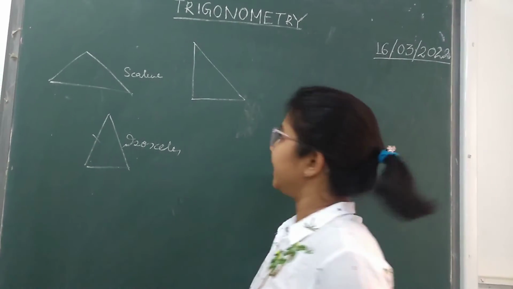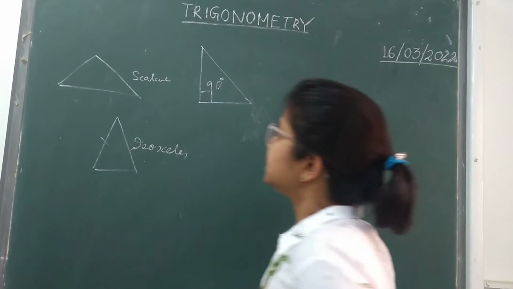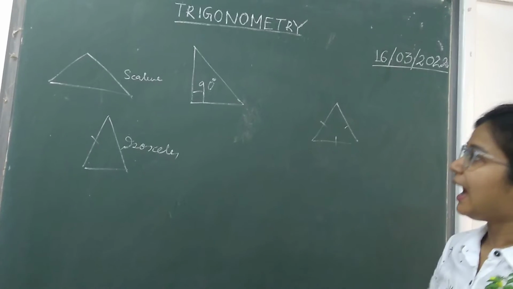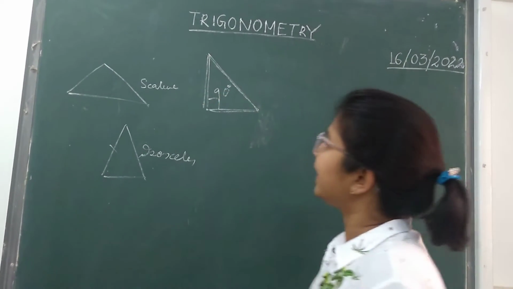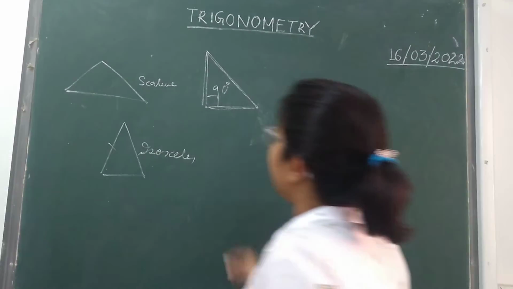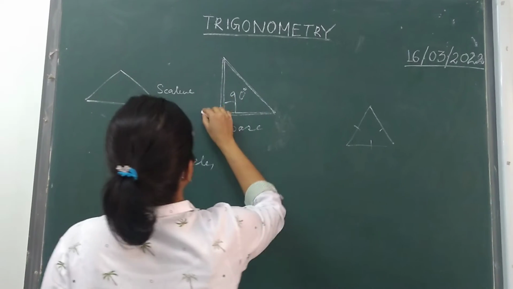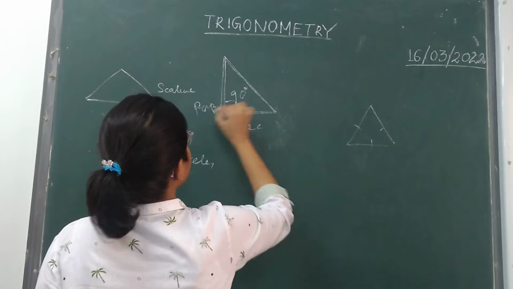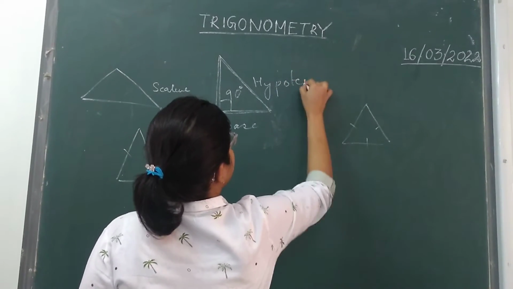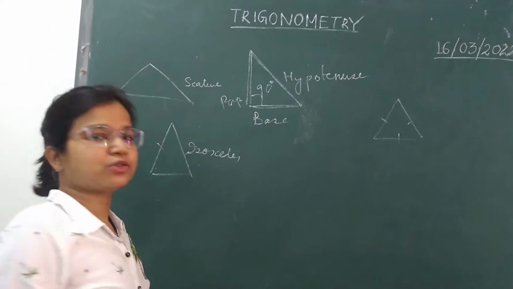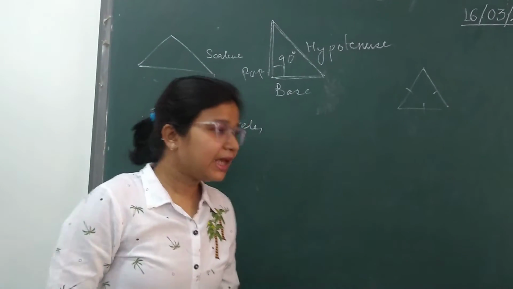Now we have one more triangle, which is known as the right angle triangle, where one of the angles is 90 degrees, and the three sides are known by special names. One is known as the base, the other is known as the perpendicular, and the third one, which is opposite to the 90 degree angle, is known as the hypotenuse.